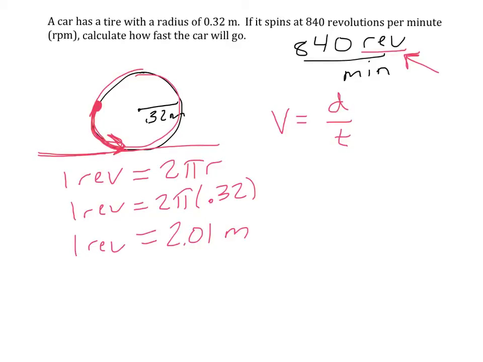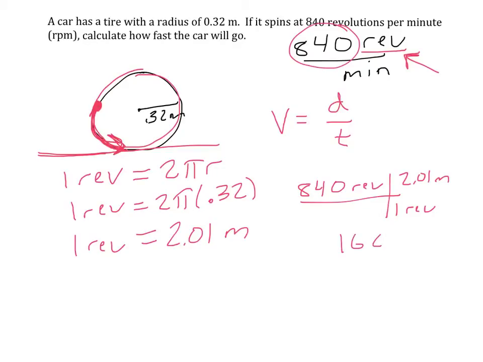Alright, so now I want to find out how fast this is going. I have 840 revolutions, and one revolution is 2.01 meters, so I find out what that distance is. So 840 times 2.01, and that is 1688.4 meters. So that right there is my distance.